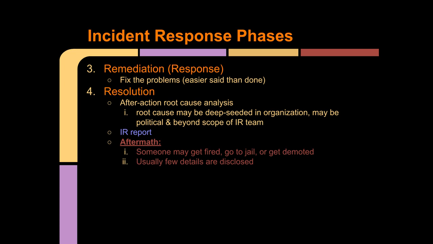And step 3, remediation. It's easier said than done. Again, taking the systems offline is one of the first steps, and then characterizing what the problem is, what the threats are, is the next step, and then fixing it could be a very long process if there's a rootkit involved or a similar impact. Finally, after the resolution of the incident, there should be an after-action root cause analysis and incident response report. The aftermath may involve law enforcement, someone getting fired, or going to jail.